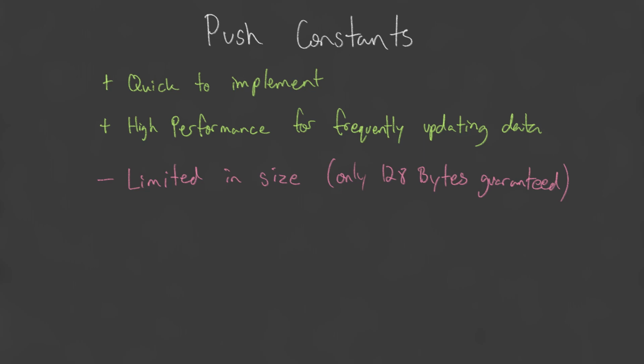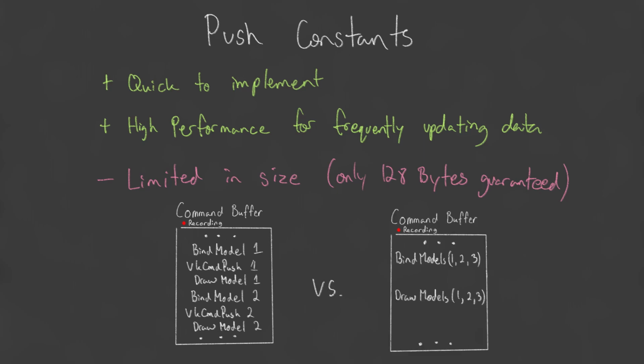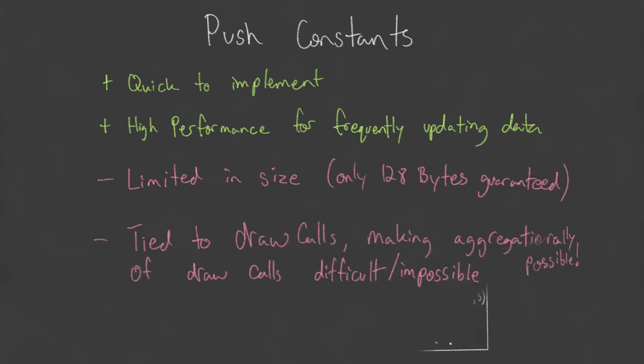This is because minimizing draw calls is also a great way to increase performance. One way to do this is by grouping models into a single vertex buffer. So for example, instead of bind model 1, draw model 1, bind model 2, draw model 2, and so on, if I put models 1, 2, and 3 all into a single vertex buffer, then I would only need one bind and one draw command to draw all three models. However, this would not be possible if using a push constant per model. Reducing 3 draw calls wouldn't affect performance, but reducing hundreds or thousands of draw calls will start to add up.